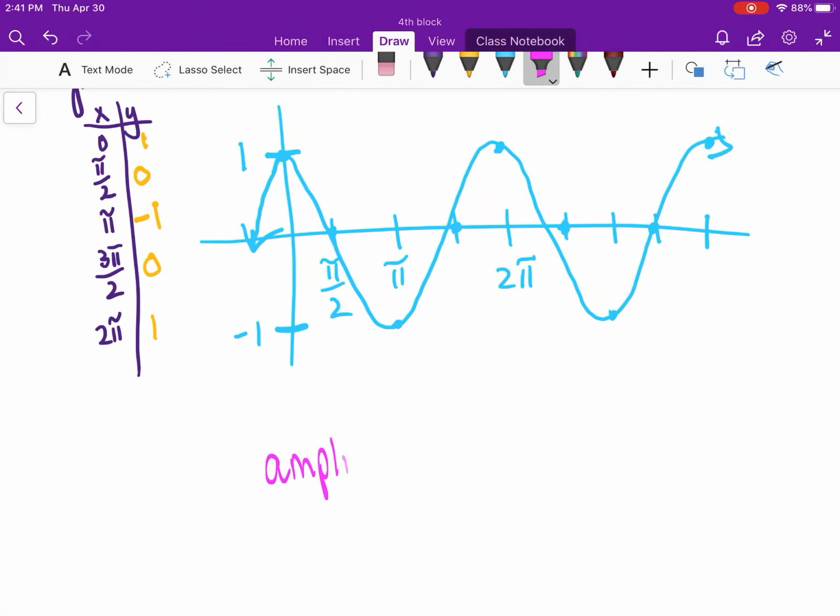Okay, amplitude again. So I look at my highest point and my lowest point, and I take half of the difference of that. So 1 minus negative 1 is 2, half of that is 1. So my amplitude is going to equal 1.